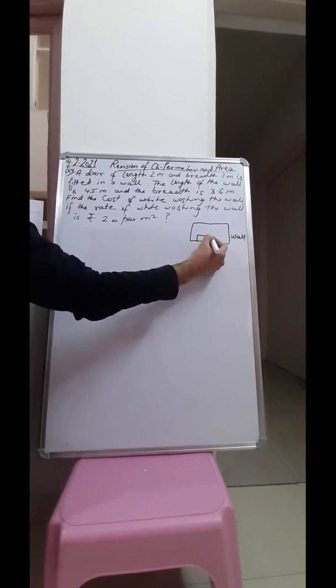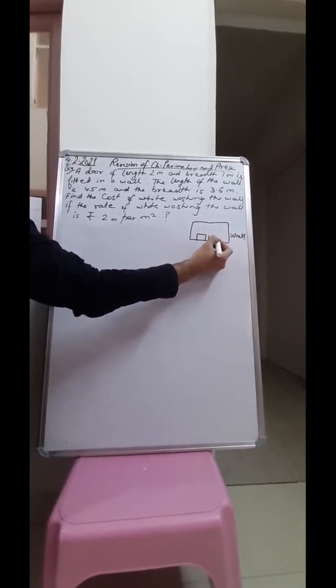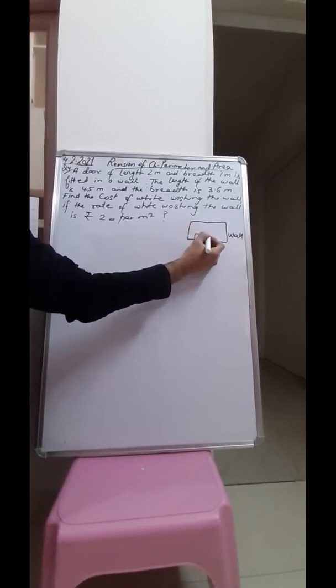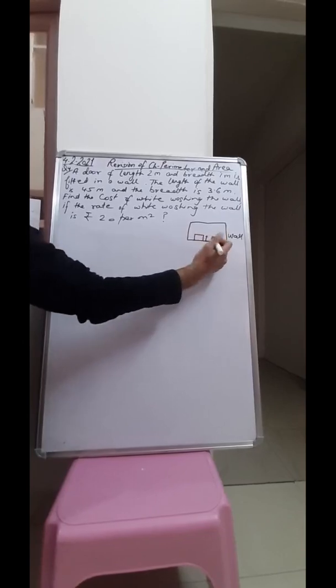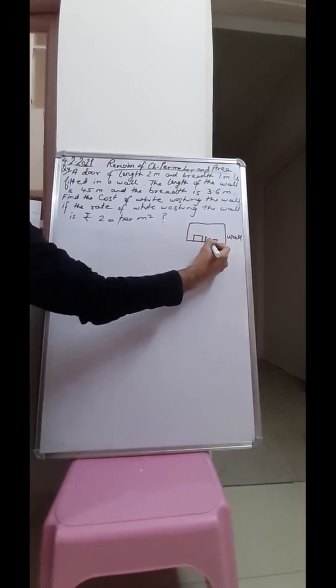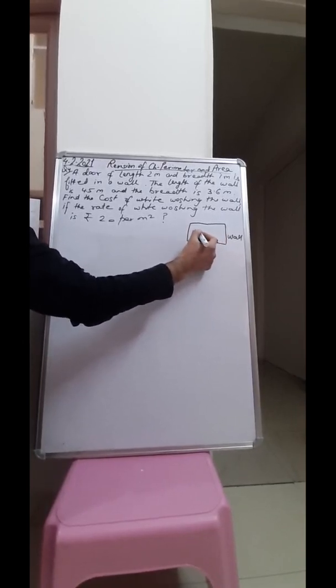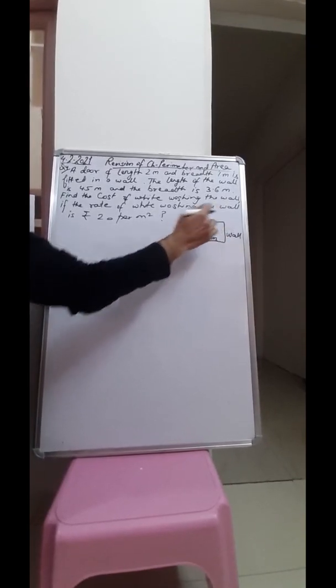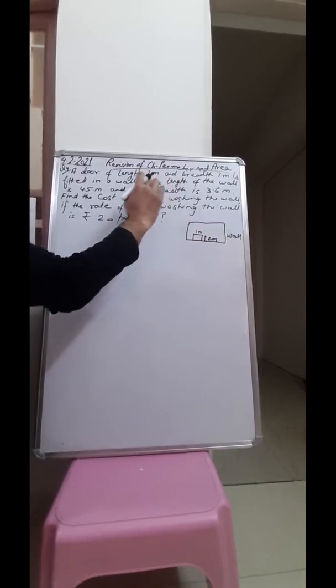of breadth 1 meter. This is the length, and the length is 2 meter, and the breadth is 1 meter. So this is a door and this is a wall. After this, the length of the wall is 4.5.